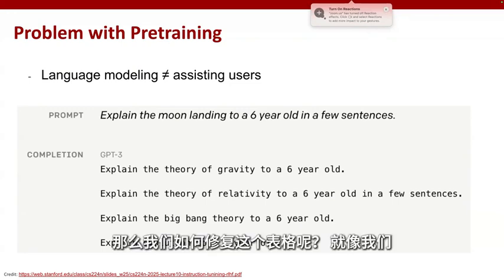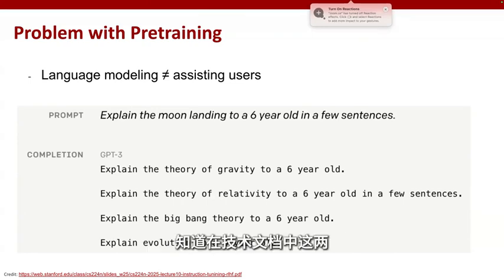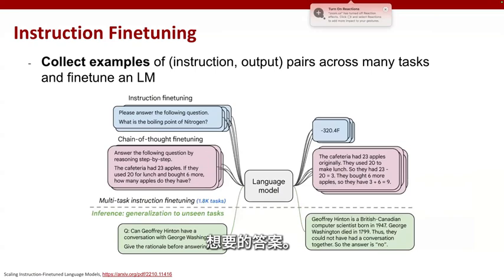So how do we fix this problem? We know that in text documents, these two sentences are often put together, but that's not the answer we want. That's why people introduced instruction fine-tuning. In instruction fine-tuning, we collect examples of instruction and output pairs across many tasks and fine-tune a large language model on those many tasks together.